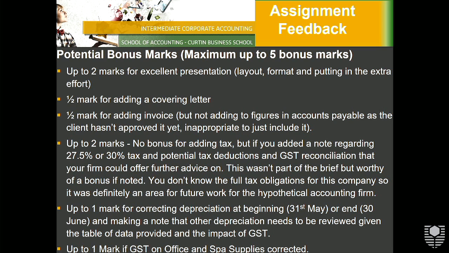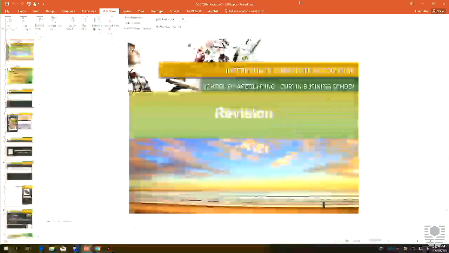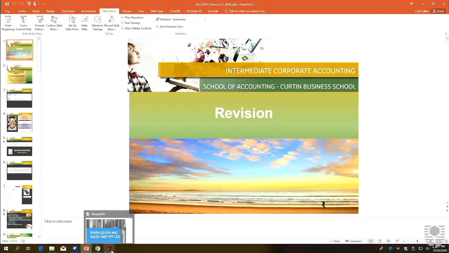Also, you could have included the depreciation at the beginning or the end, either way. You could have decided to put in the impact of the GST at the beginning, or not, for the pre-existing assets. Either way, you could have done it, but it was still an item for follow-up. Making sure that you included the GST on the office and the spa supplies as well, not everybody got that. So let's just have a quick look at a nice assignment.